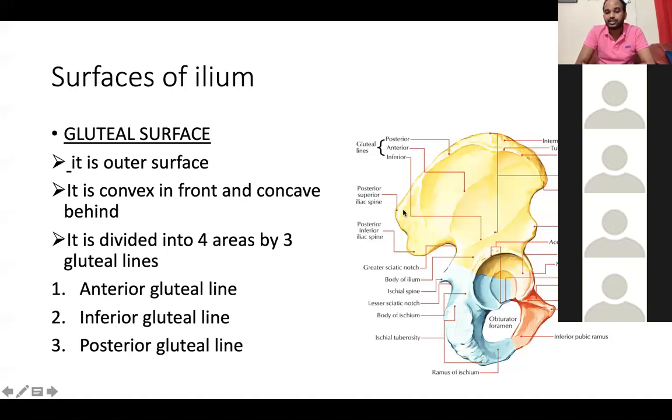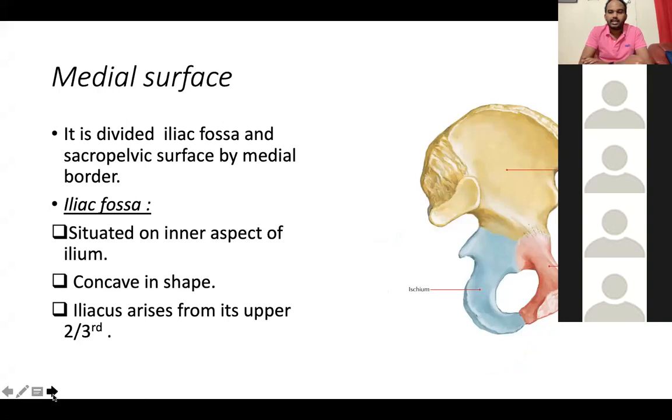The area posterior to the posterior gluteal line will give origin for the gluteus maximus. The area between the posterior gluteal line and the anterior gluteal line will give origin for the gluteus medius. The area between the anterior gluteal line and the inferior gluteal line will give origin for the gluteus minimus. And the area in front of the inferior gluteal line will give origin for the reflected head of rectus femoris. That's all about the lateral surface.